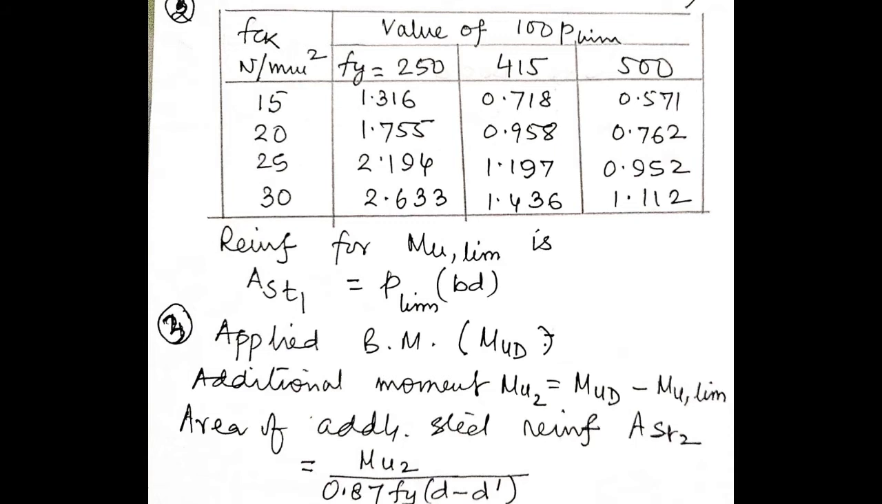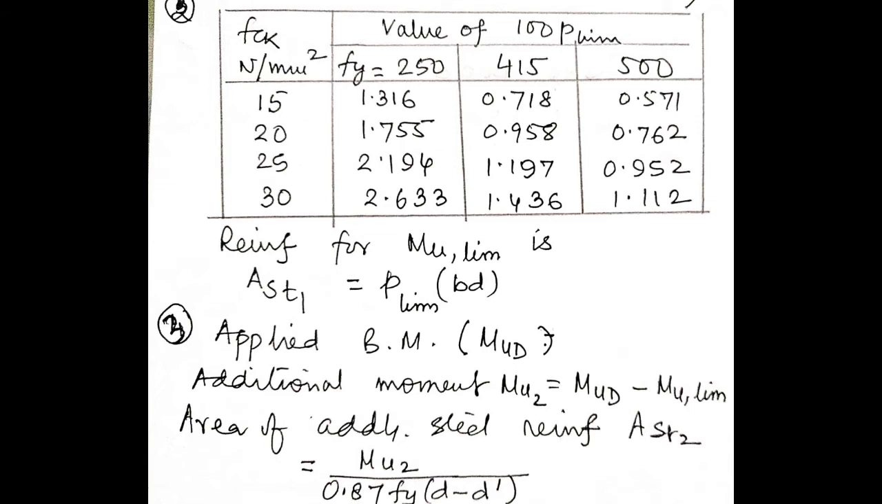Actually, for this additional moment only we have to go for the doubly reinforced beam. Otherwise we have to increase the depth of the beam for a singly reinforced section, but sometimes there is a restriction on increasing the depth for some aesthetic purpose or from the architectural point of view. We cannot increase the depth of the beam. So that's why we go for a doubly reinforced beam. For the excess moment, we have to give the steel in the tension zone as well as in the compression zone.